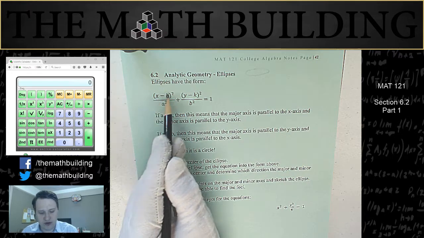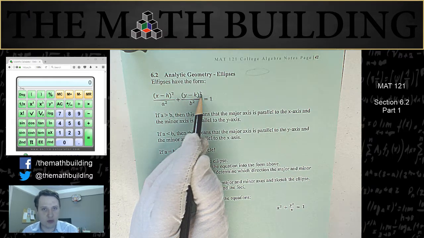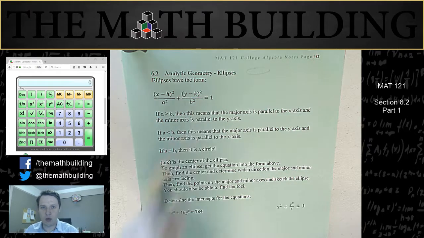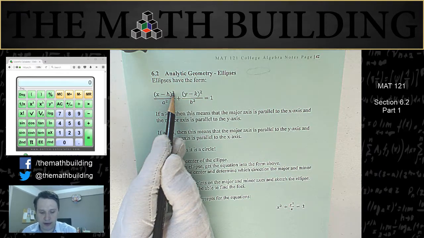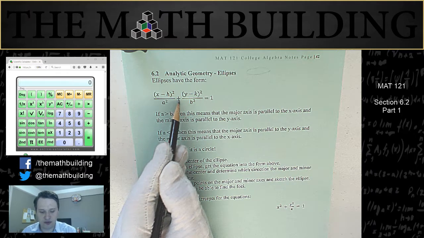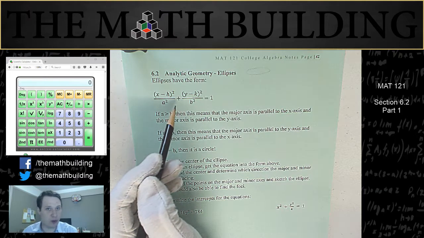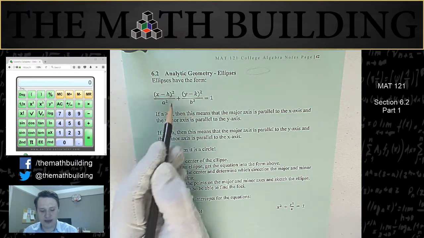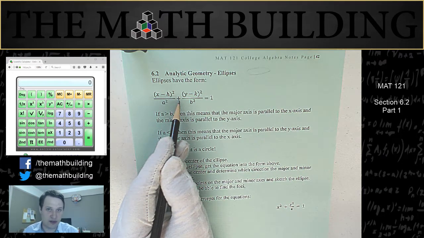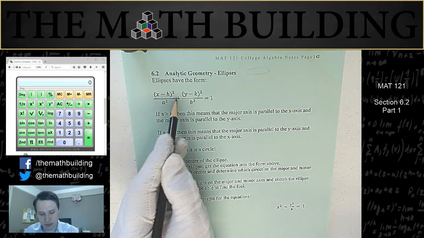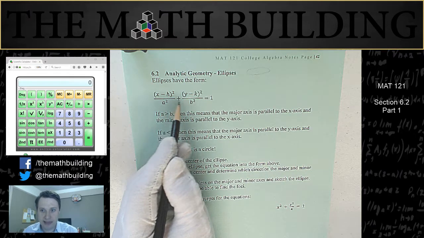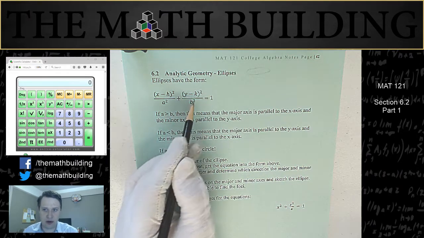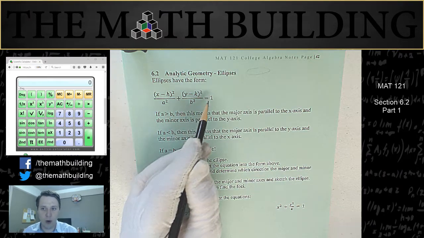Here's another thing to notice. x is squared and y is squared. Remember that with a parabola, only x or y was being squared. Now they're both being squared. Finally, this plus right here is critical. A hyperbola in 6.3 has the exact same equation except this is a minus instead of a plus. And so this plus here is critical. So it's (x - h)^2 over something squared plus (y - k)^2 over something squared equals 1.